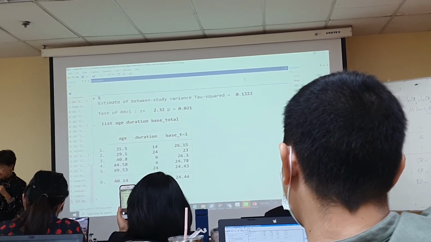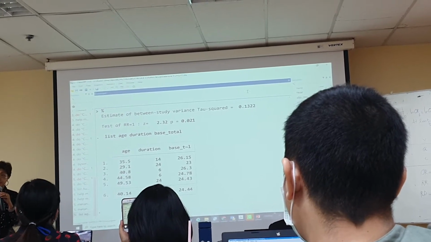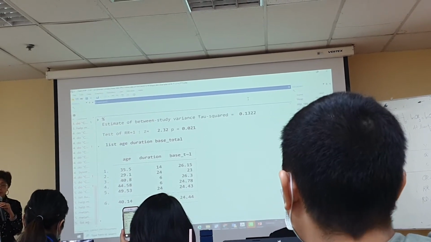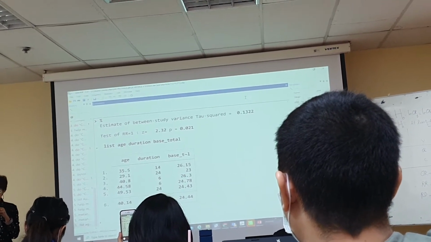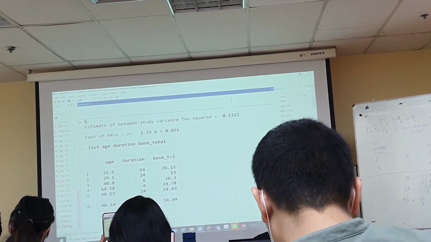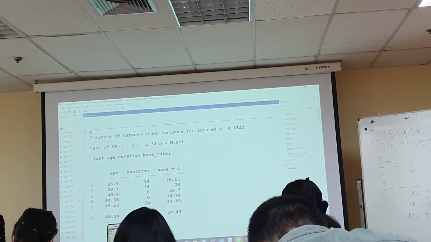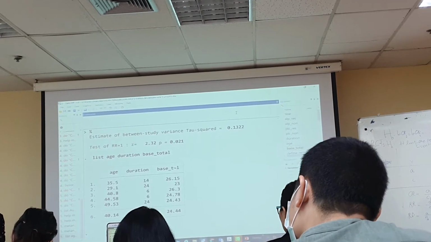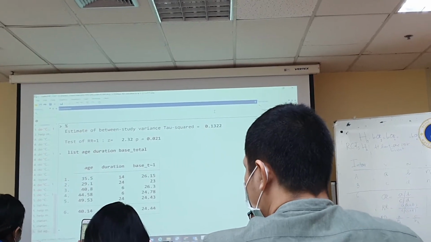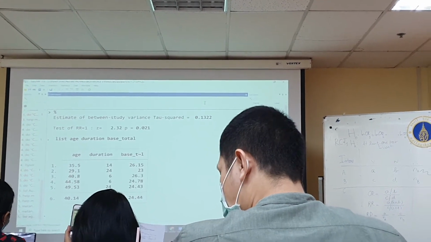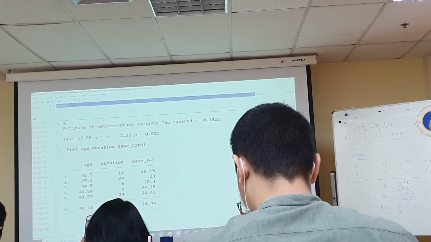In order to explore the source of heterogeneity, we can use meta-regression. So the meta-regression is similar to the general linear regression that you are familiar with, but the outcome here is the log risk ratio, because we want to look at what variable is associated with the log risk ratio or the treatment effect. Before we do that, you have to generate the log risk ratio.